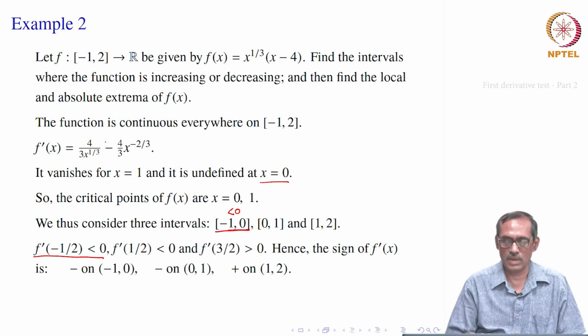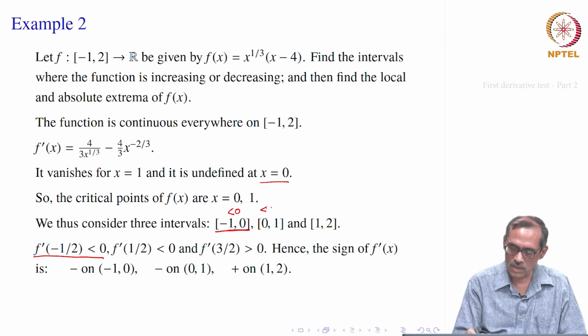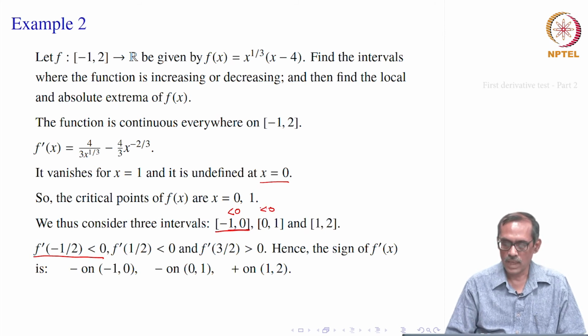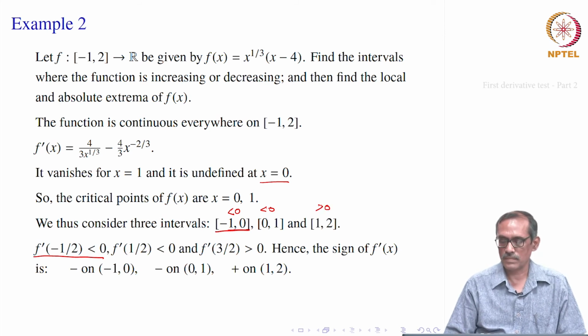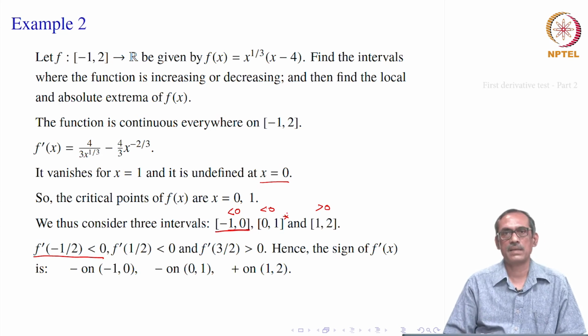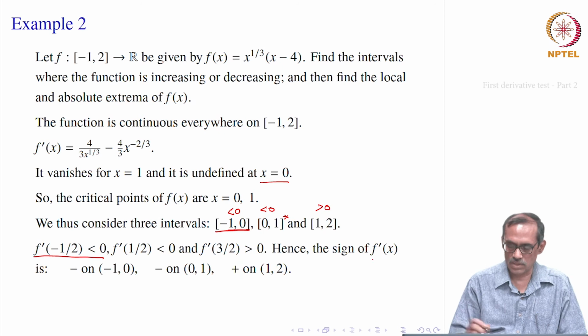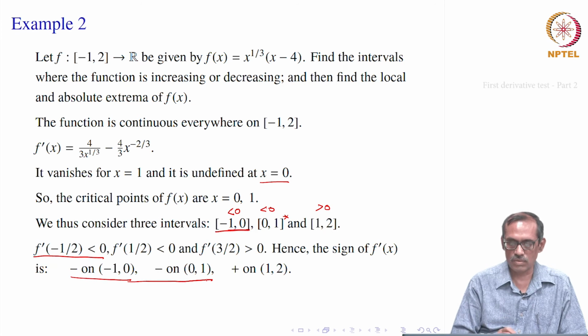Of course, you can directly argue now. And similarly, f prime at half is also less than 0. So, on 0 to 1 this is also less than 0, but f prime of 3 by 2 is greater than 0. So, on 1 to 2 it is greater than 0. So, there is only a change of sign at 1, there is no change of sign at 0, right. And the sign is minus on minus 1 to 0, also minus on 0 to 1, at 0 it is not defined, and plus on 1 to 2.